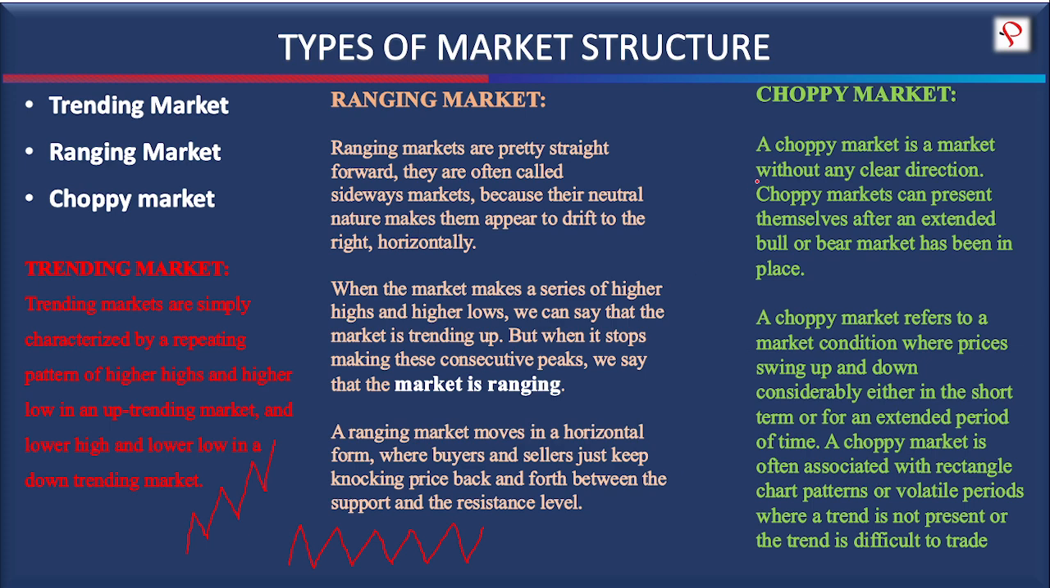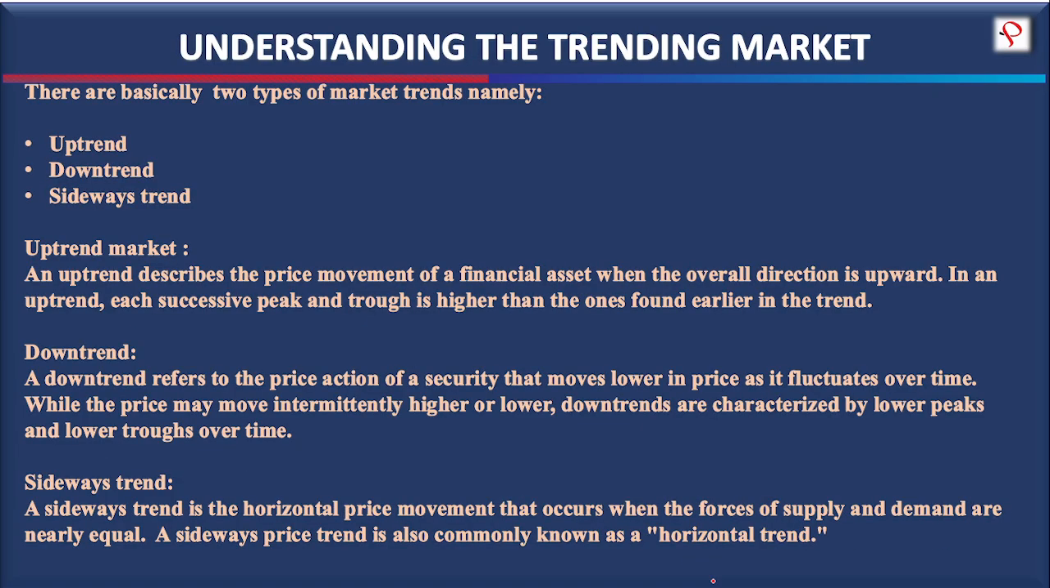A lot of newbie traders find themselves struggling in a choppy market, where you see markets moving up and down without any clear direction. Choppy markets can present themselves after an extended bull or bear market has been in place. A choppy market refers to a market condition where prices swing up and down considerably, either in the short term or for an extended period of time. It is often associated with rectangle chart patterns or volatile periods where a trend is not present or the trend is difficult to trade.